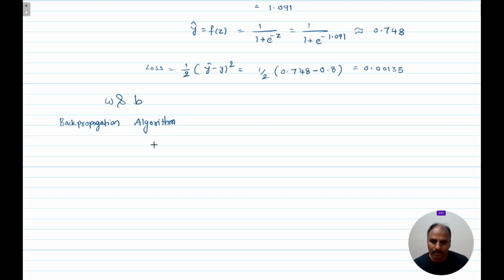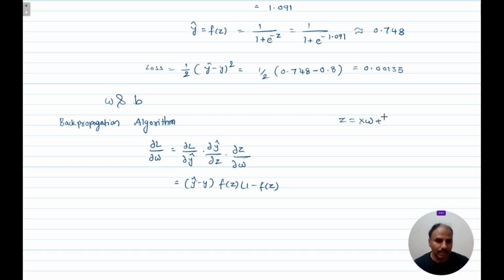So ∂L/∂W equals ∂L/∂ŷ times ∂ŷ/∂z times ∂z/∂W. So this will give you (ŷ − y), then ŷ, again f(z)(1 − f(z)). And if you are differentiating z equal to xw plus b, here itself again it is the same x.